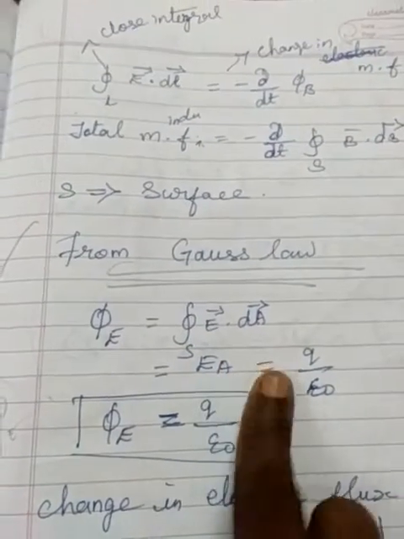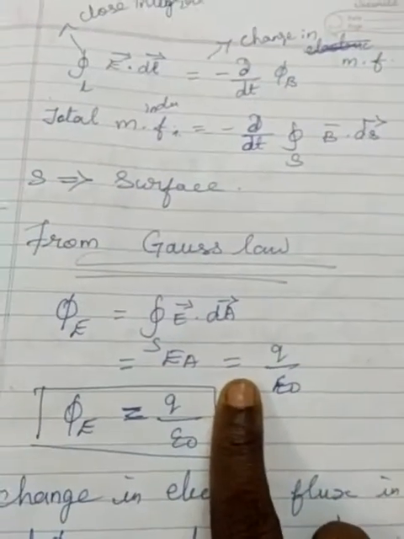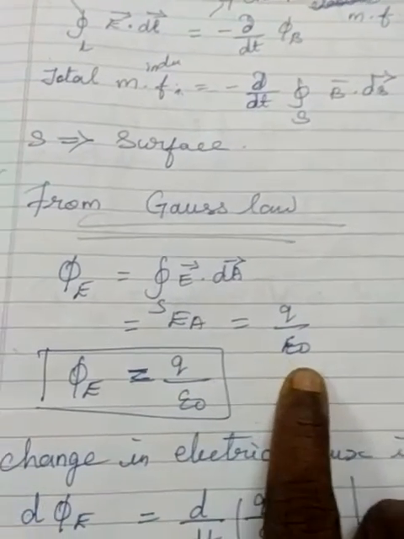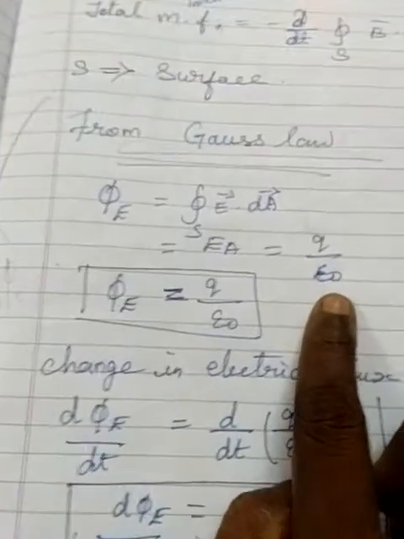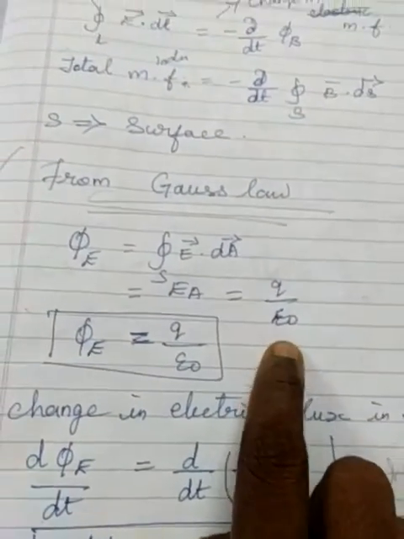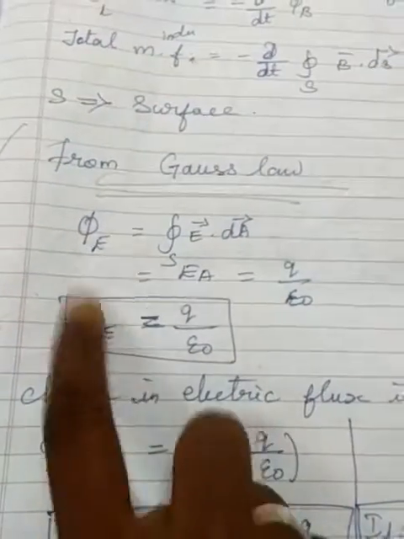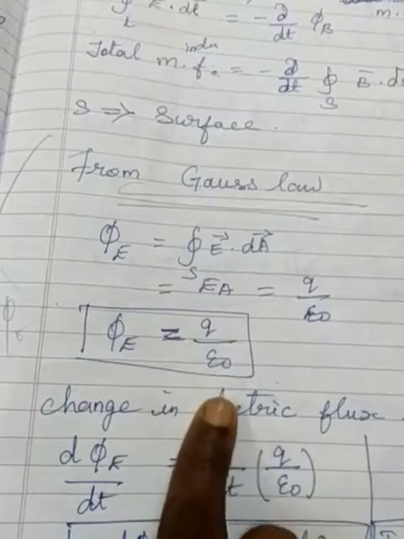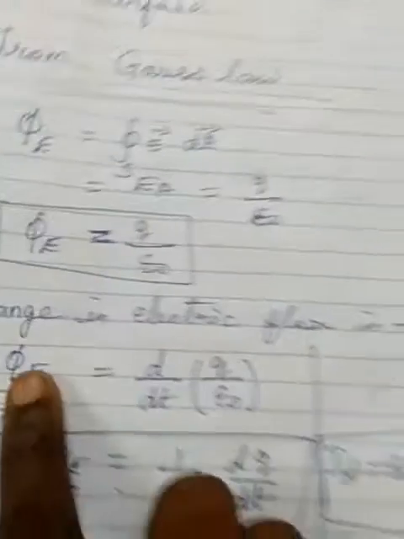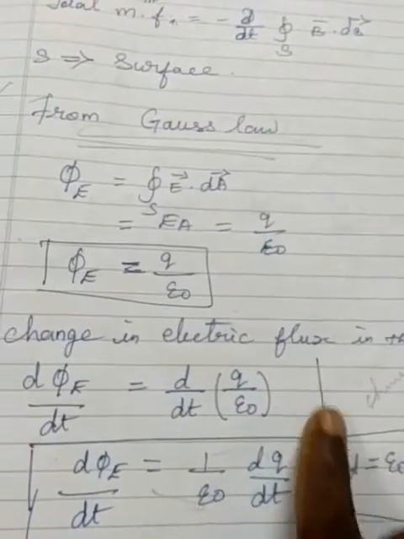So the value we already know from Gauss law is Q by epsilon naught. Next you see that phi E would have a value equivalent to Q by epsilon naught. Now, change in the electric flux.